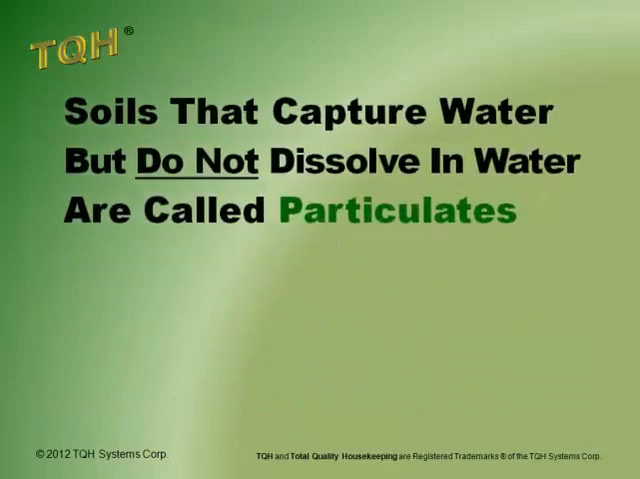The second kind of soil are called particulates. They capture water, but they do not dissolve in water. You can find them in water if you've ever emptied a bucket after you've washed something, and you see a lot of grit in there at the bottom. Those are called particulates. They're in the water and they'll stay in the water, and you'll find them at the bottom of the bucket, but they don't dissolve.